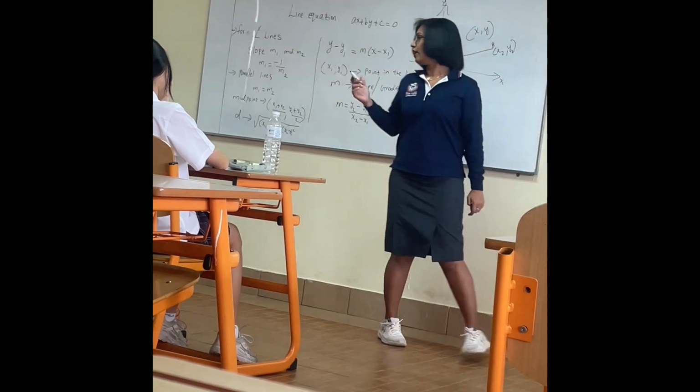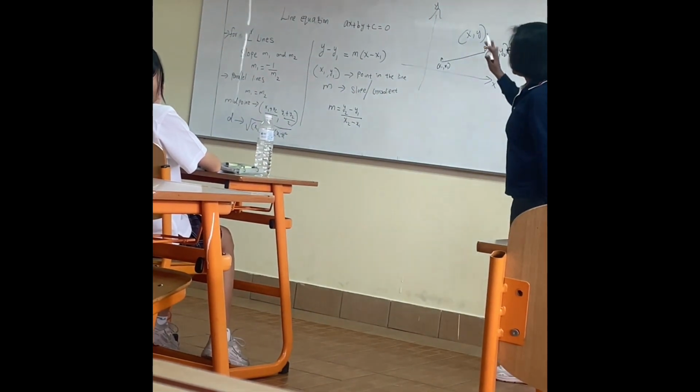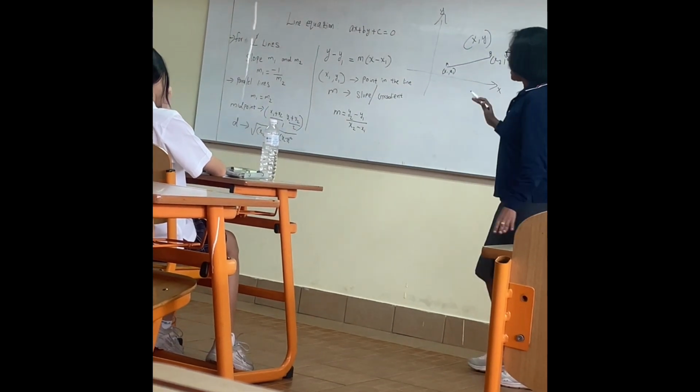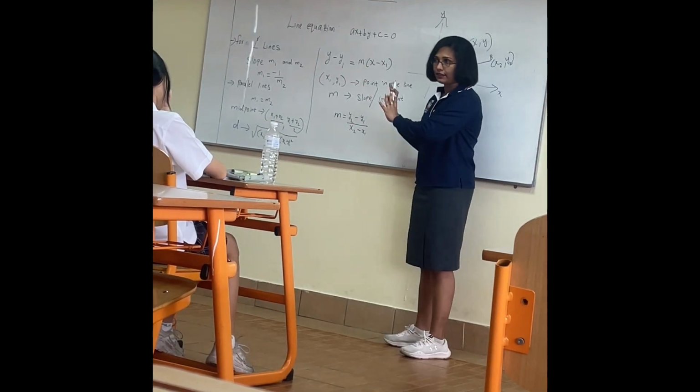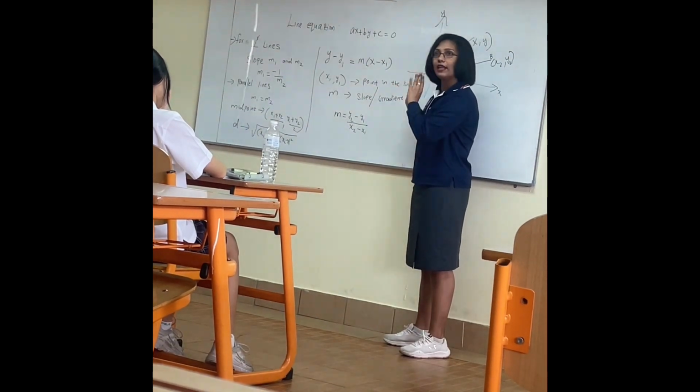So these are the main things. Okay? And these are for line. Okay? These are the keynotes for lines.